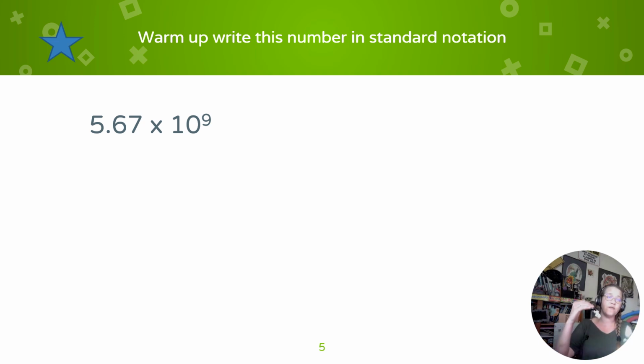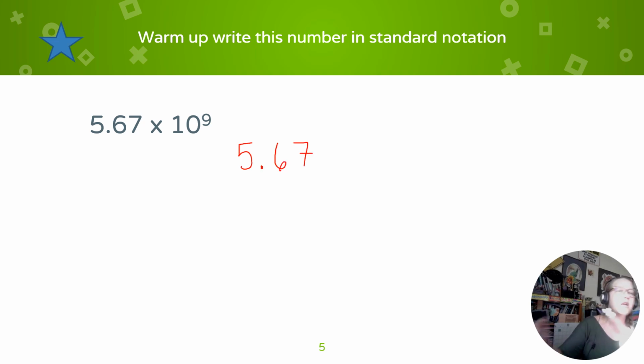Remember, the rules for going from standard to scientific notation or going from scientific notation to standard are exact opposites of each other. So our first step is to write down our decimal number 5. Why is my pen not working? There we go.